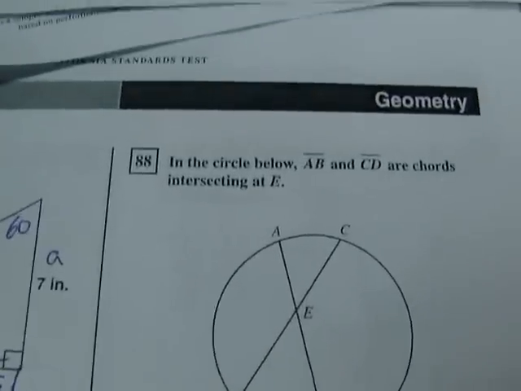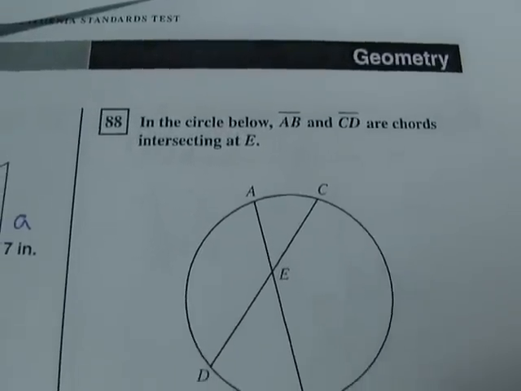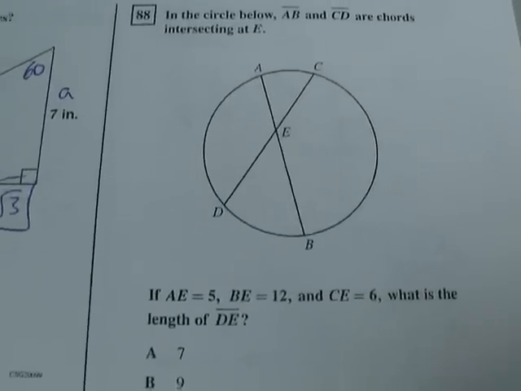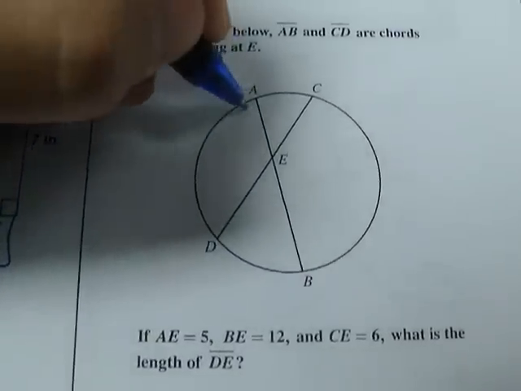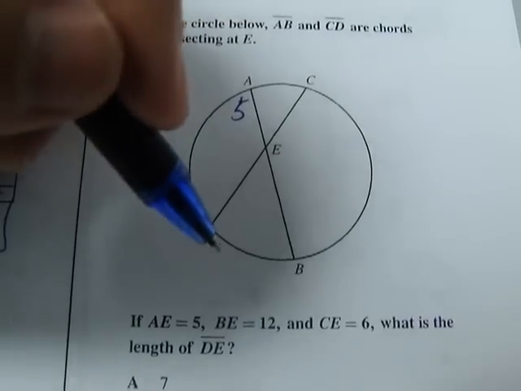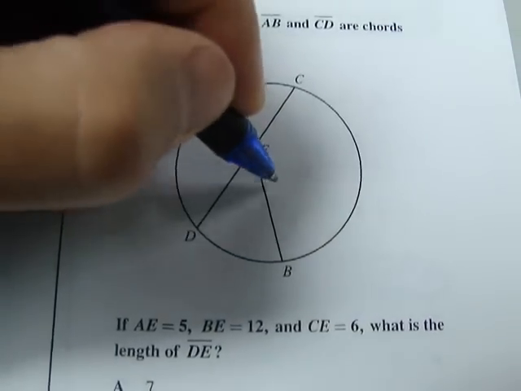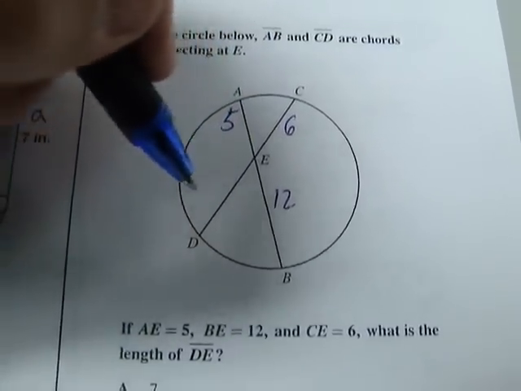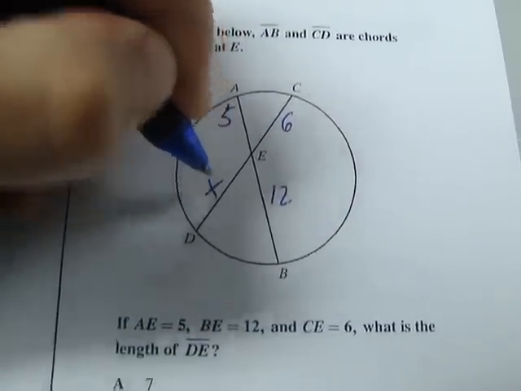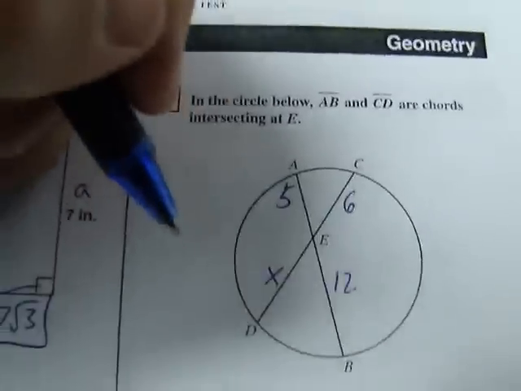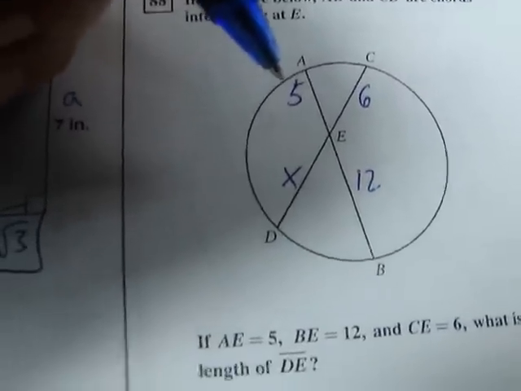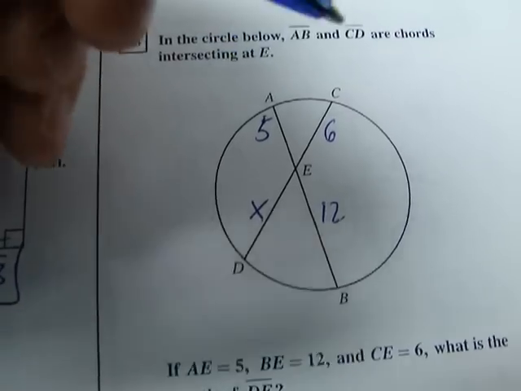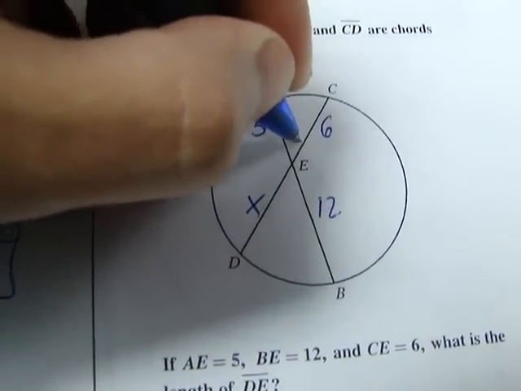Okay. 88. In the circle below, segment AB and segment CD are chords intersecting at E. If AE is 5 and BE is 12 and CE is 6, what is the length of DE? So we'll call this X. Alright, so this one is pretty tricky. It doesn't lend itself to easy solution if you don't know how to do it. But I thought of a way to explain it.